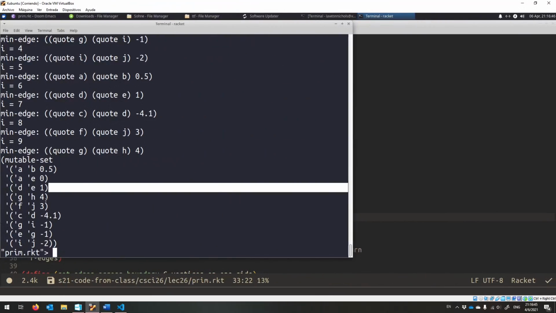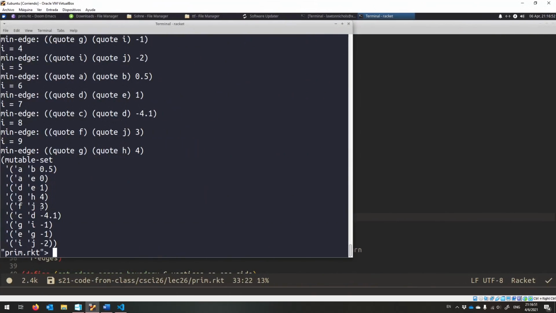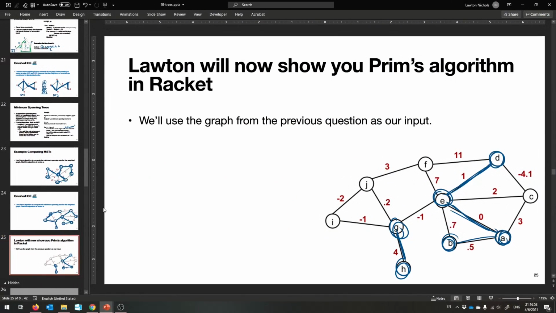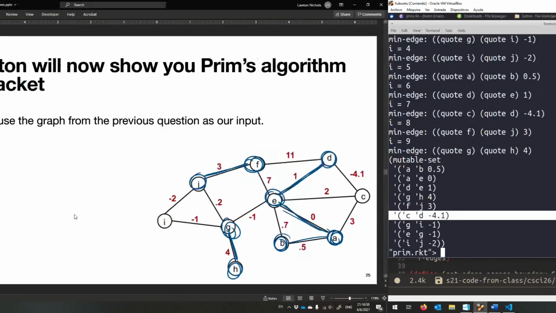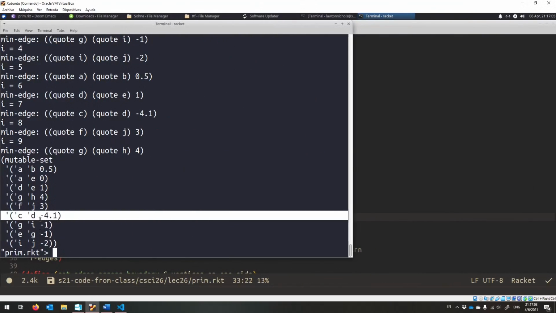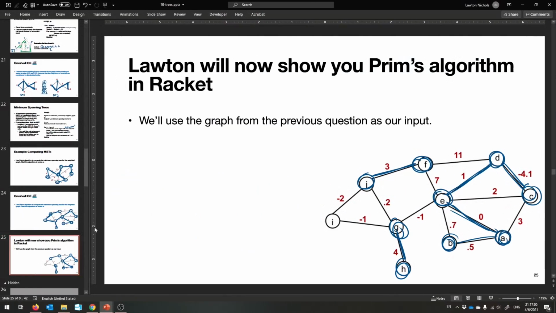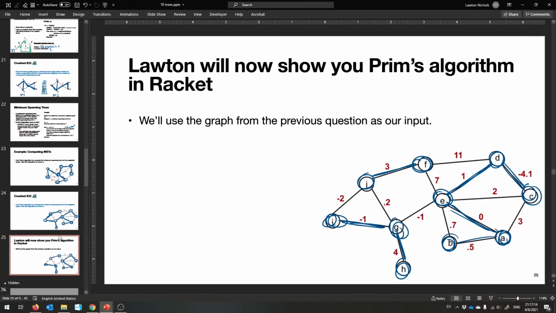Then we took G to H by 4. We're kind of forced to take that one. Let's see if this is going to work out for us. We took F to J by 3. Okay, so that's part of it. And then we took C to D by negative 4.1. Definitely we want that one. And then we took G to I by negative 1. And we took the other negative 1 too, that was E to G, negative 1. And then I to J by negative 2.